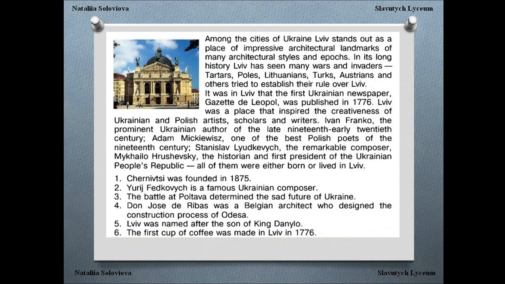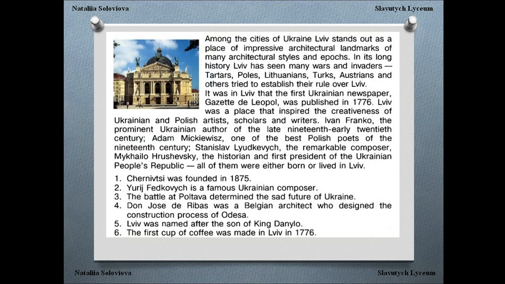Among the cities of Ukraine, Lviv stands out as a place of impressive architectural landmarks of many architectural styles and epochs. In its long history, Lviv has seen many wars and invaders: Tatars, Poles, Lithuanians, Turks, Austrians, and others tried to establish their rule over Lviv. It was in Lviv that the first Ukrainian newspaper, Gazette de Leopold, was published in 1776.